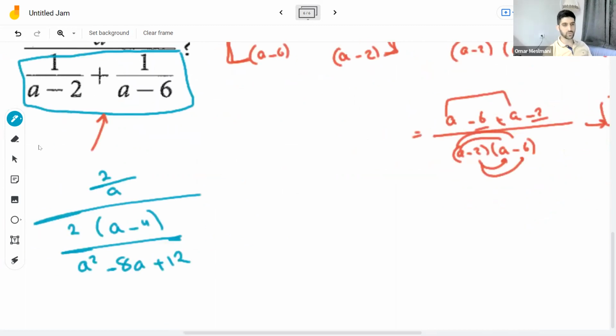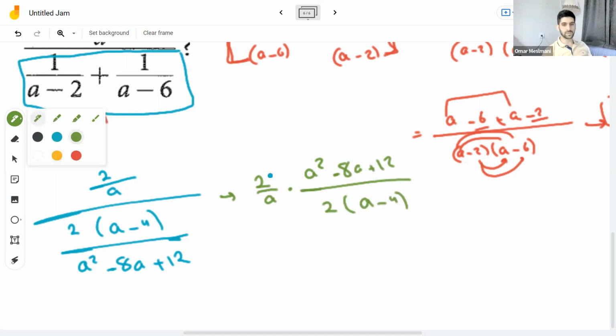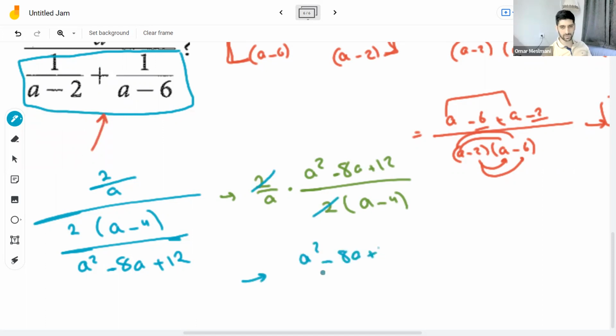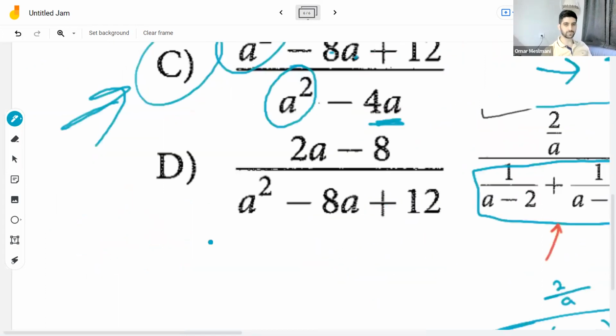And now I know that when I have a fraction divided by a fraction, I'm going to say 2 over a, and I'm going to multiply by the reciprocal of this. It's going to be a squared minus 8a plus 12 over 2 multiplied by a minus 4. The last step is I'm going to cancel the 2 with the 2. So I will have a squared minus 8a plus 12 over a multiplied by a minus 4. And this is the answer as C.